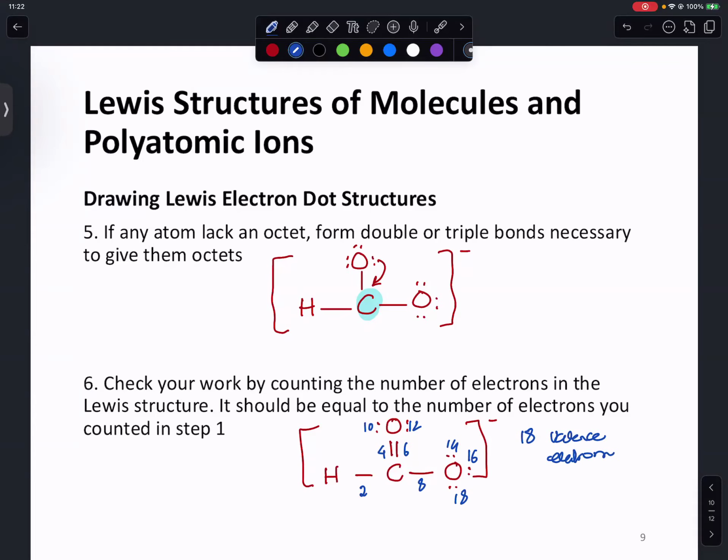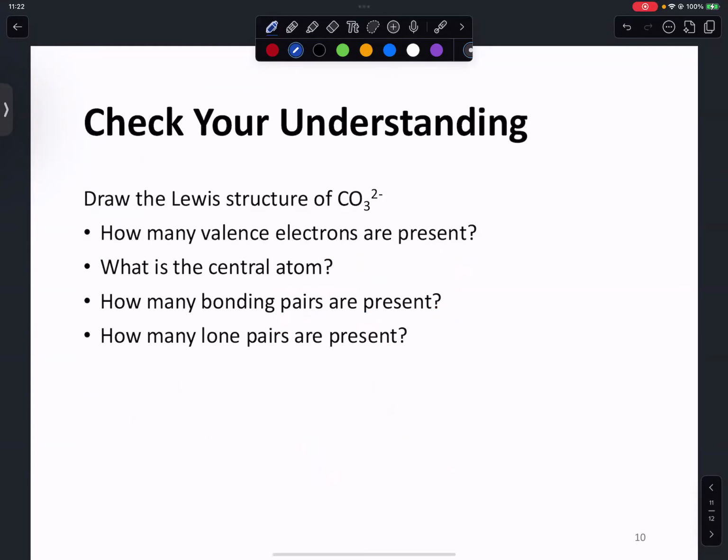All right, now let's work on a problem together to just emphasize this concept. So this is very similar. This is also a polyatomic ion, and here I broke it down for you since we are just learning this. So let's start with counting how many valence electrons. I have carbon plus 3 times oxygen plus 2 electrons. So carbon is in group 4, plus 3 times 6 because oxygen is in group 6, plus 2 electrons. So I have here 24 valence electrons.